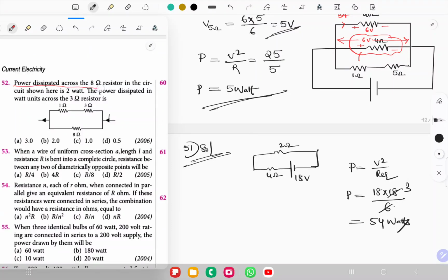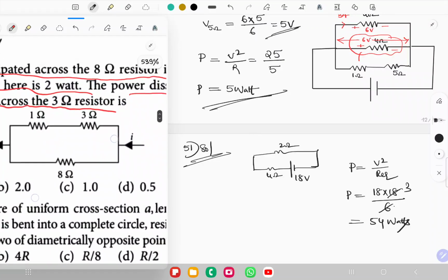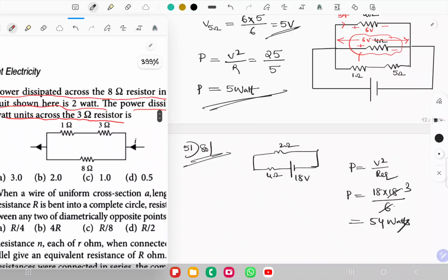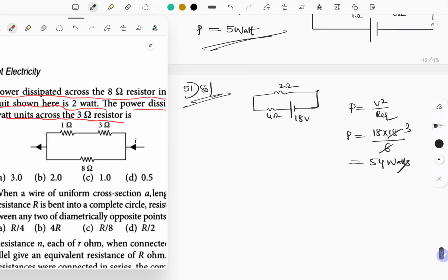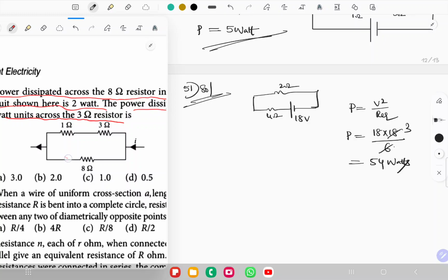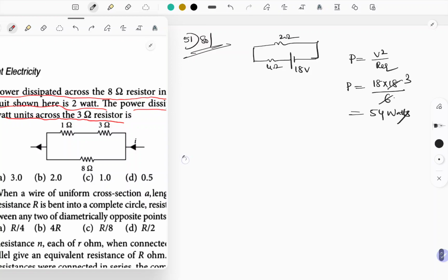Next, question number 52. Power dissipated across the 8 ohm resistor in the circuit is given as 2 watt. Find the power dissipated in watt units across the 3 ohm resistor. Let's use this circuit itself. They gave the power dissipated in the 8 ohm resistor, which is equal to 2 watt.